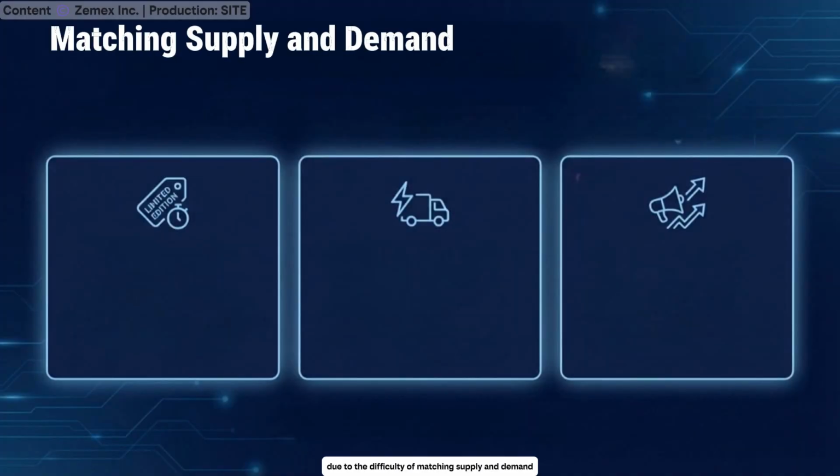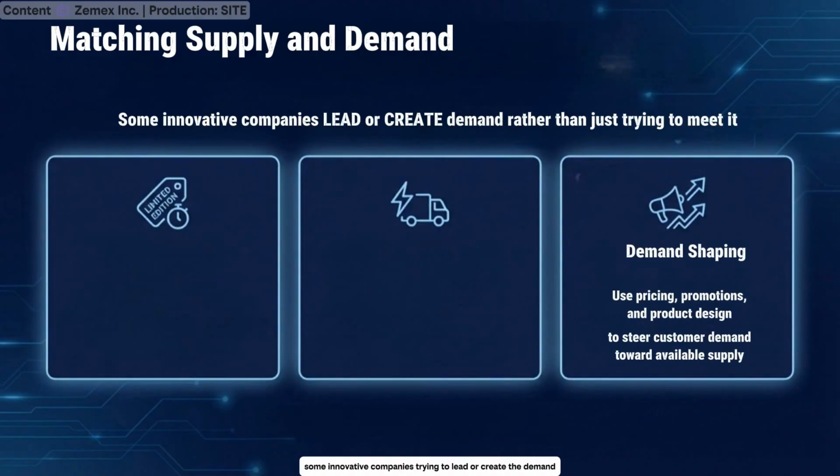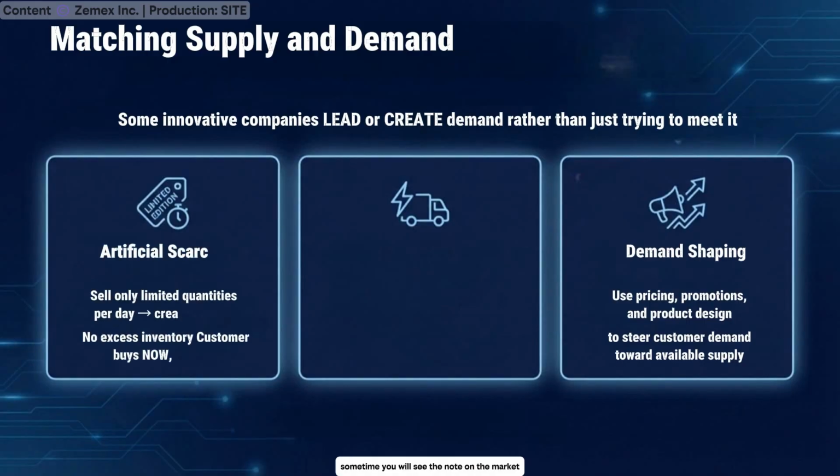Due to the difficulty of matching supply and demand, some innovative companies try to lead or create the demand rather than trying to meet the demand. Sometimes you will see a note in the market saying that they will sell only a limited amount of products or service in a day. By doing so, you only produce a limited amount of product or service by creating a situation of artificial scarcity of the supply.